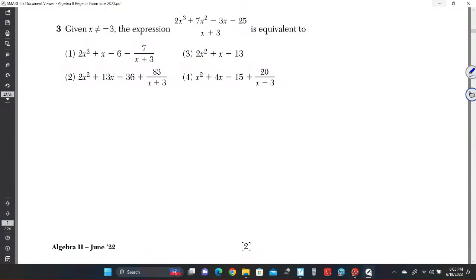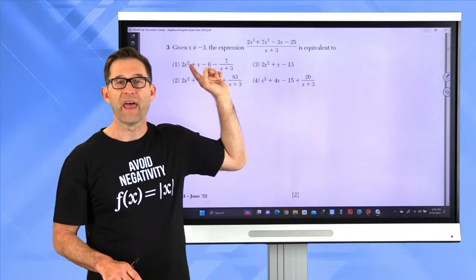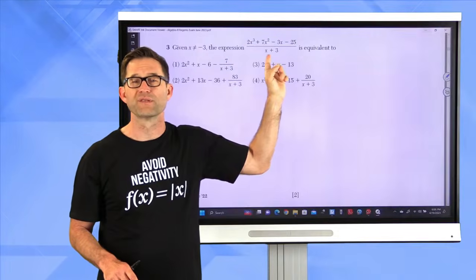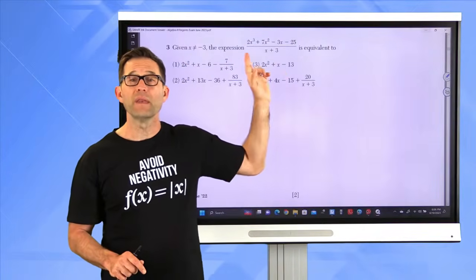Problem number 3. Given x not equal to negative 3, the expression (2x^3 + 7x^2 - 3x - 25) divided by (x + 3) is equivalent to which of the following? Now, don't particularly worry about a statement like "given x is not equal to negative 3." It can't be equal to negative 3 because that would force us to divide by 0, which we know we can't do.